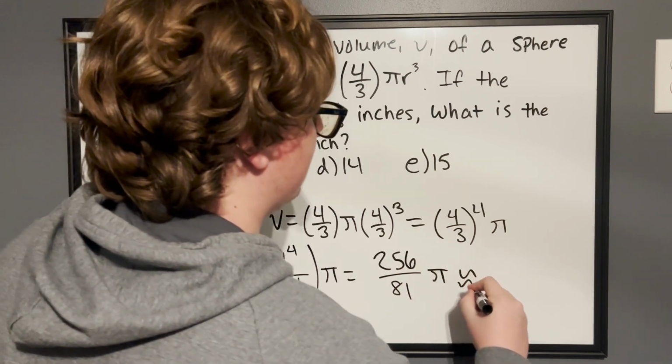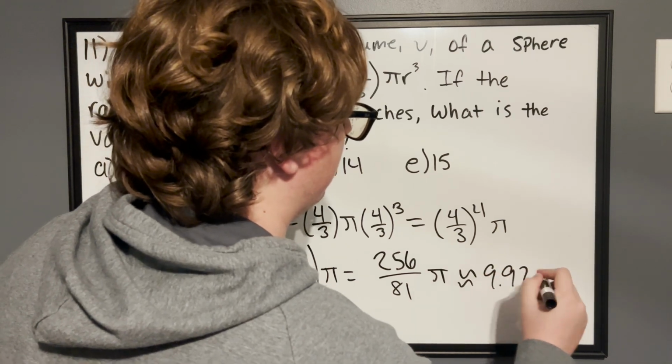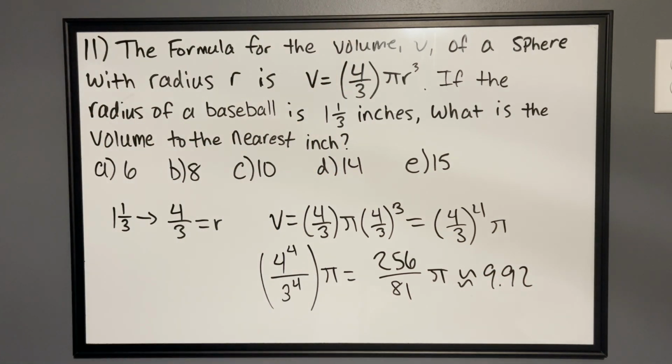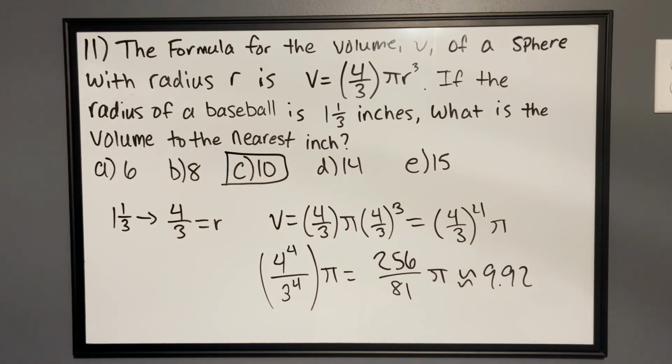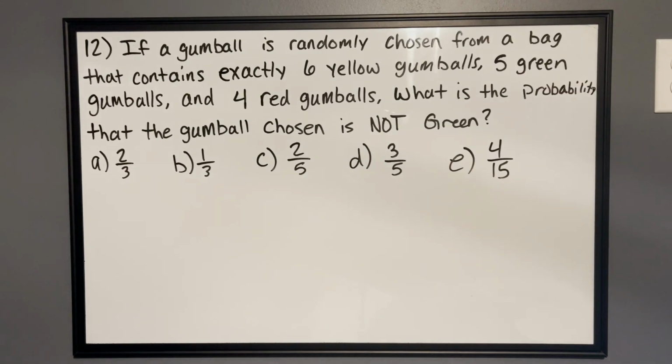And this is approximately 9.92, and 9.92 is closest to 10. So it's closest to 10 inches because we're rounding up to the nearest inch. So that's it for question 11. Let's move on to question number 12. Okay, so here we have question 12.